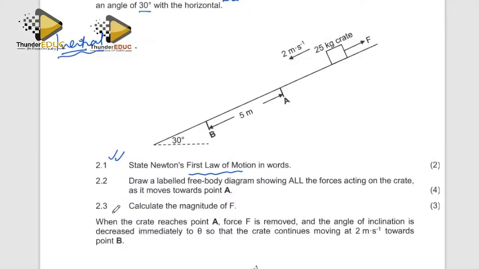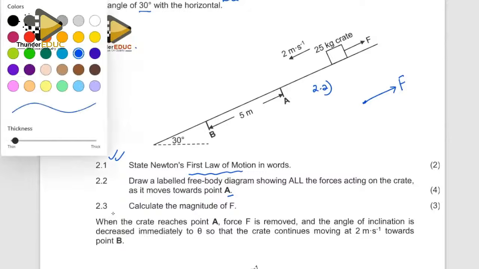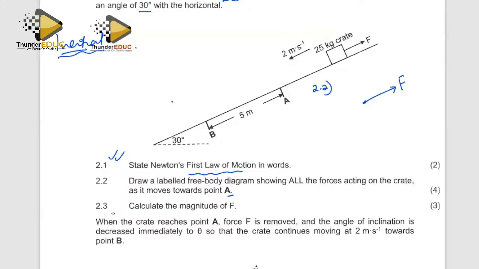Then at 2.2, they want us to draw the free body diagram showing all the forces acting on the crate as it moves towards B. So what we can see is that there is this force F acting in that direction. But since the crate is moving downwards towards A, we're going to have the friction force. The frictional force is also going to act in that direction. I'll say F friction. We call it Fk. Yeah, let me call it Fk.